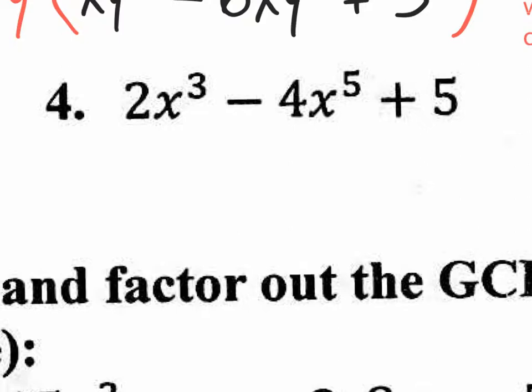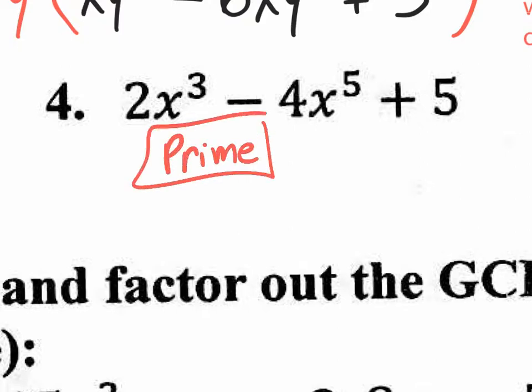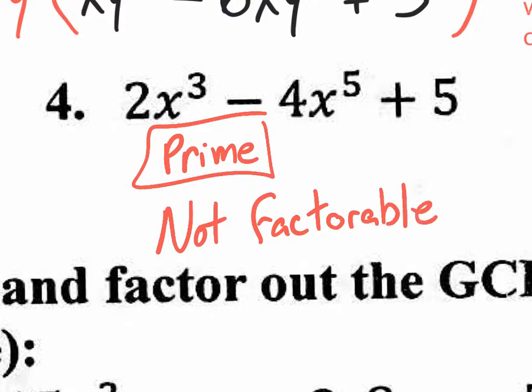Different books say different things. One option is prime, okay? But I prefer to just say not factorable. Now, what does that mean? That means that you're not able to factor it, okay? You're not able to factor it. I prefer not factorable. But just to let you know, some books just say prime. That means that you can't factor it, okay?